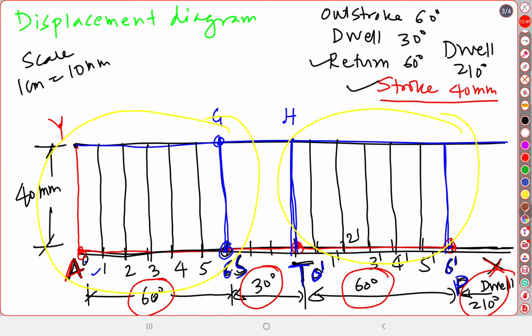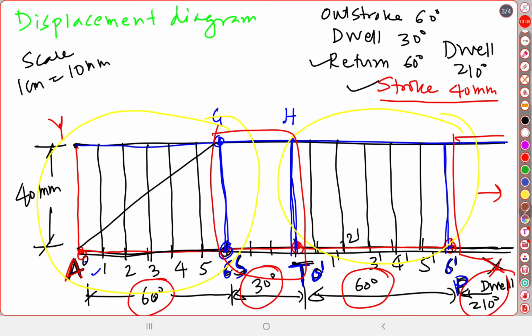So particularly this region is nothing but the dwell region, and from P2 onwards the region is a dwell region for 210 degree. Now the next important step is we have to draw an inclined line like this. We have to join A to G, and we have to join H to P.